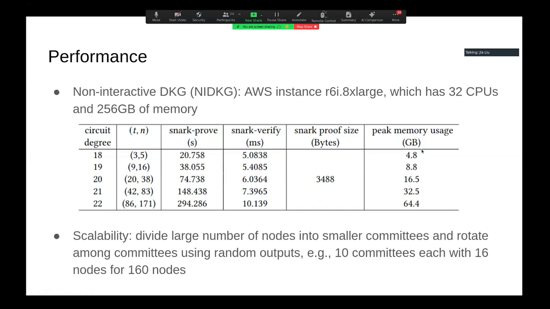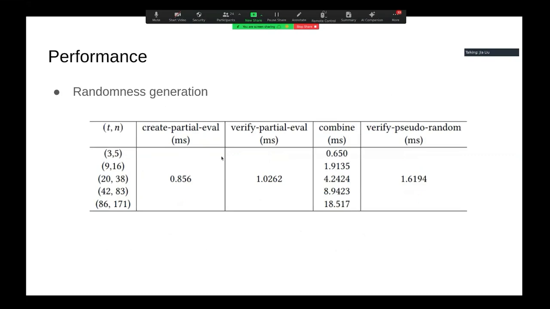My laptop has 32 gigabytes of memory. I can run the first 3 tests on my laptop and get similar proving time. So randomness generation is much easier. It's lightweight computation. We can compute a partial evaluation in 0.8 milliseconds. Verification is 1 millisecond. We can combine the t partial evaluations into the pseudo random value. So this is linear in the size of t, and it's still a small amount of computation.